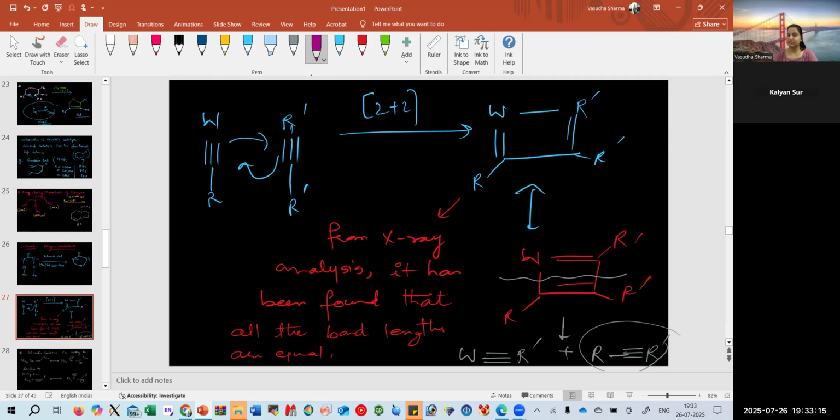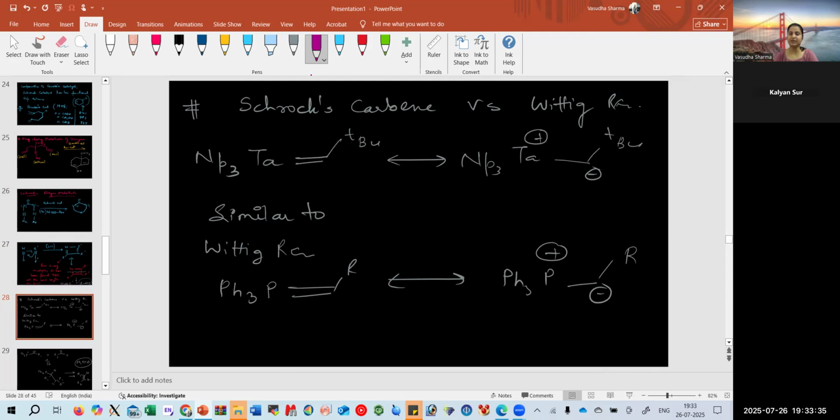Now, from X-ray analysis, it was found that all the bonds were equal in length. Therefore, they can be rearranged. The bond can be moved from this side to this one, like resonance. So once we get to this one, when they do a retro step, we end up getting a new metal catalyst and a new olefin that was a product of interest.